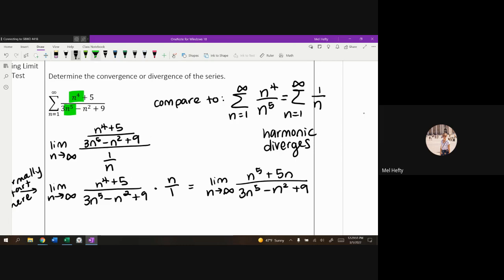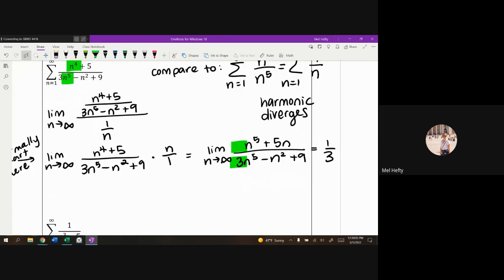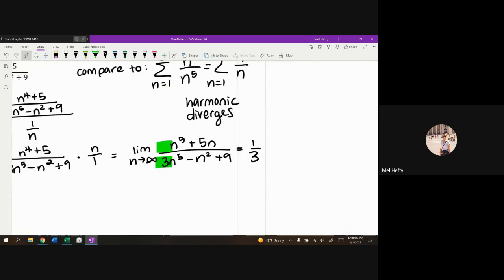1/3. We got same power top and bottom, so we're doing ratio of coefficients. So we get 1/3. Now, be careful. We got the number 1/3. Why do we care about it? There are two words that we want to know.